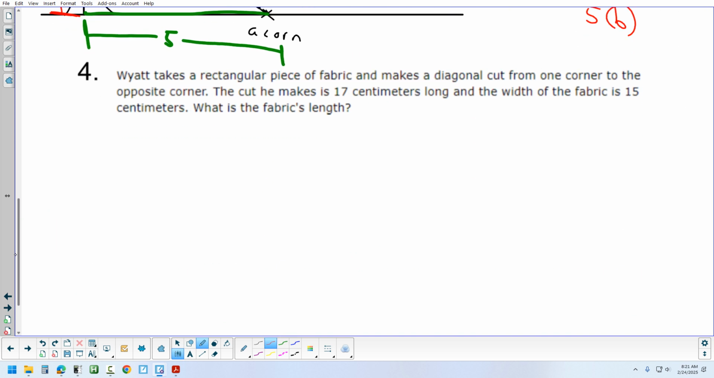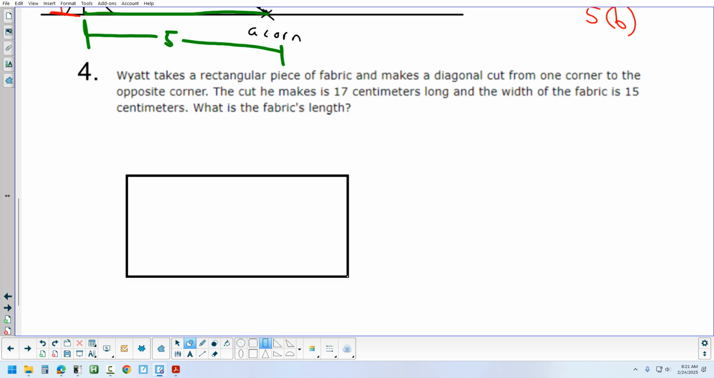All right, and the last one. It says Wyatt takes a rectangular piece of fabric. Okay, that's the first thing I would do. I would draw a rectangle. Okay, let's make a rectangle. And he makes a cut along the diagonal from one corner to the other. So I'm going to represent that cut as a dotted line. The cut he makes is 17 centimeters long. That's the cut from corner to corner.